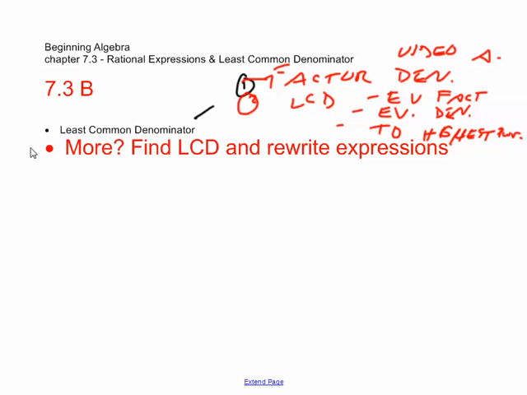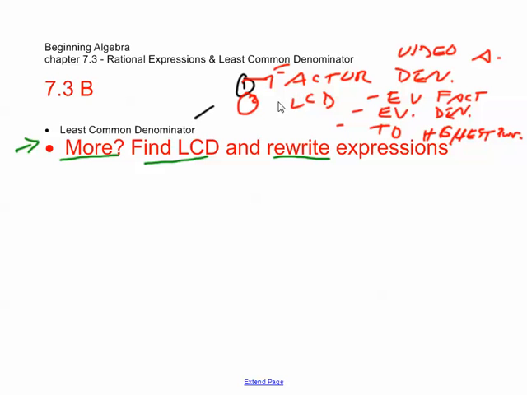And now we're kind of now to video B. We're going to find more stuff. We're going to find the lowest common denominator, which we did up here, and we're going to rewrite those expressions. We're going to rewrite expressions that are given to us in terms of our lowest common denominator. So let's fast forward. Let's kind of review. This here is a review of video A.